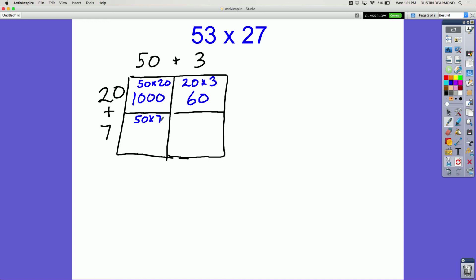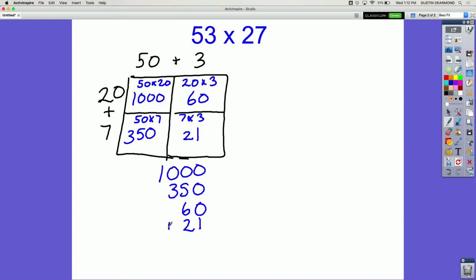Again, if I know 7 times 5 is 35, then 50 times 7 would be 350. And our last spot, of course, was our last little bit, which is 7 times 3, which is 21. So now we can put all those pieces back together. I'm going to list them out here at the bottom of my table. And then it's just easy addition to get our answer of 1,431.